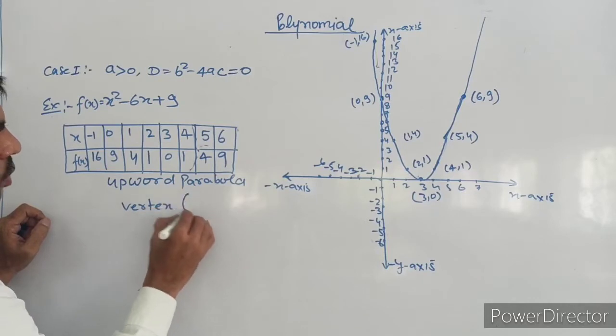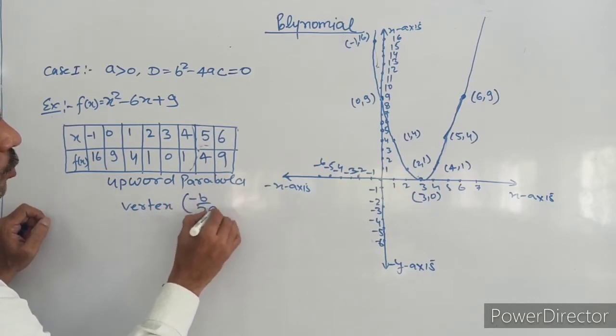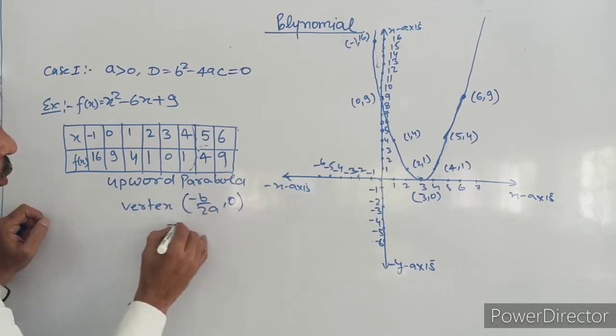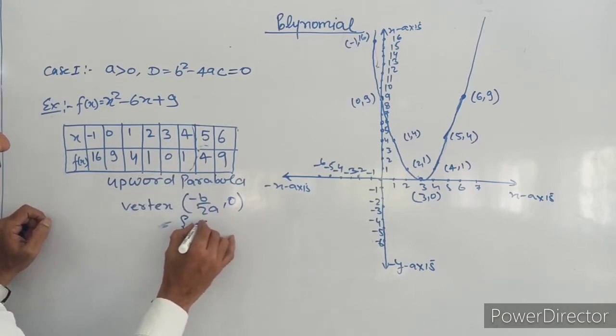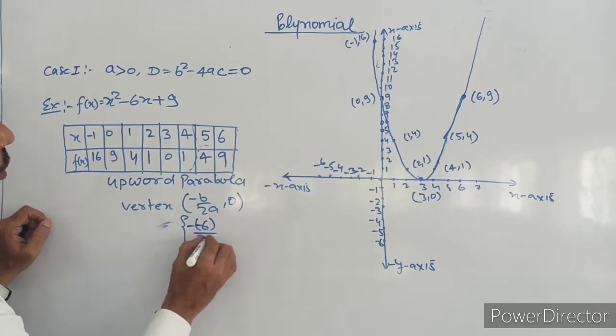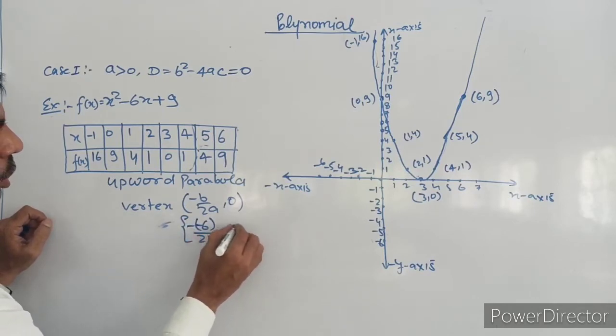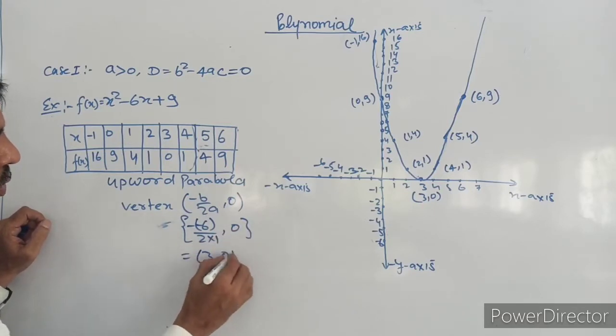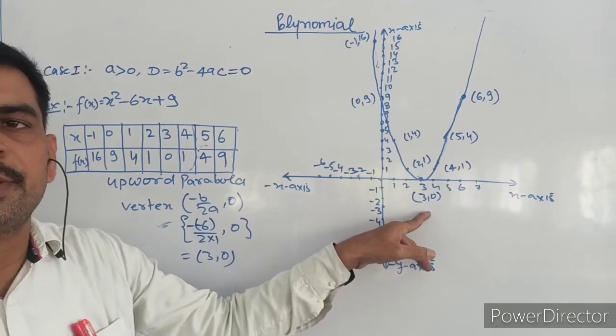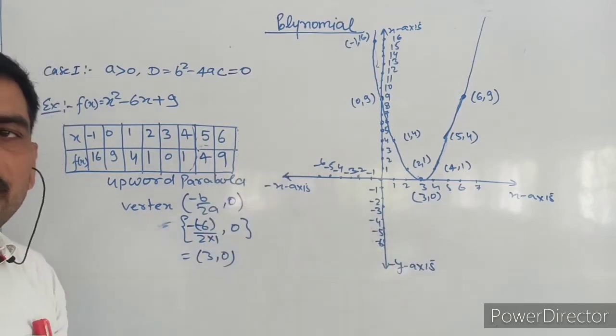The vertex, you also know, is minus b by 2a, 0. So you put the value: minus b, minus minus 6, by 2 into 1, 0, that is 3, 0. Here 3, 0 is the vertex. So that is the second case.